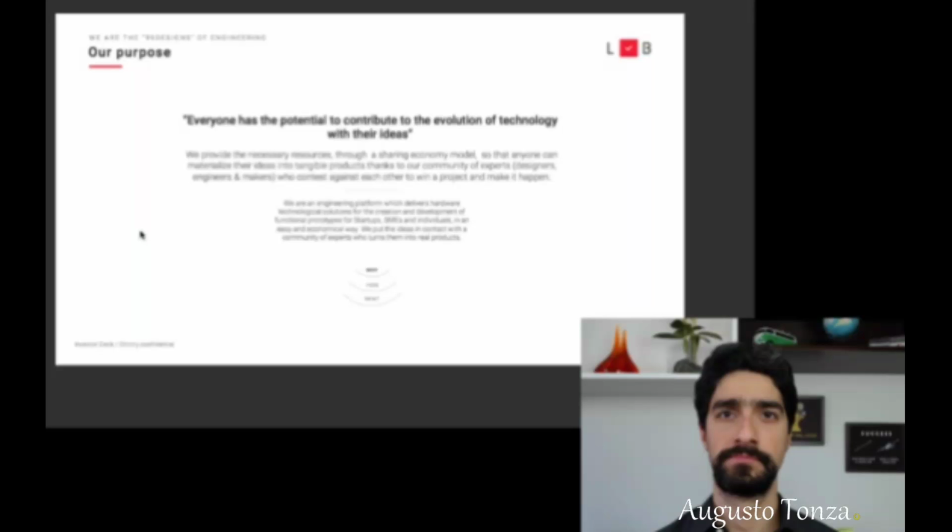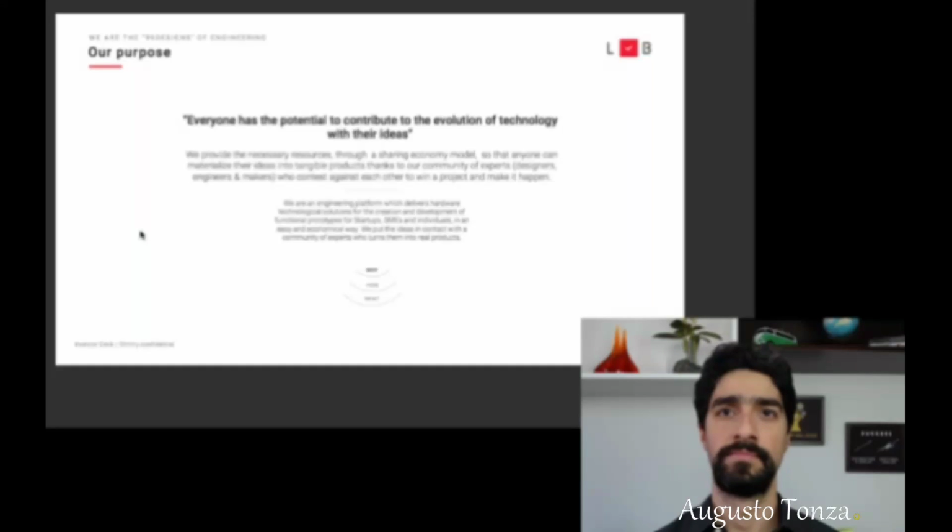Okay, now how do we do this? We work Last Basic as a sharing economy model. So we've got a community of experts. We call them experts, which are designers, engineers, and makers who register to our platform, and they say they want to become an expert. And they're from all over the world. They can be Chinese, Japanese, Brazilian, or Spanish, or American. And they contest between each other to win a project.